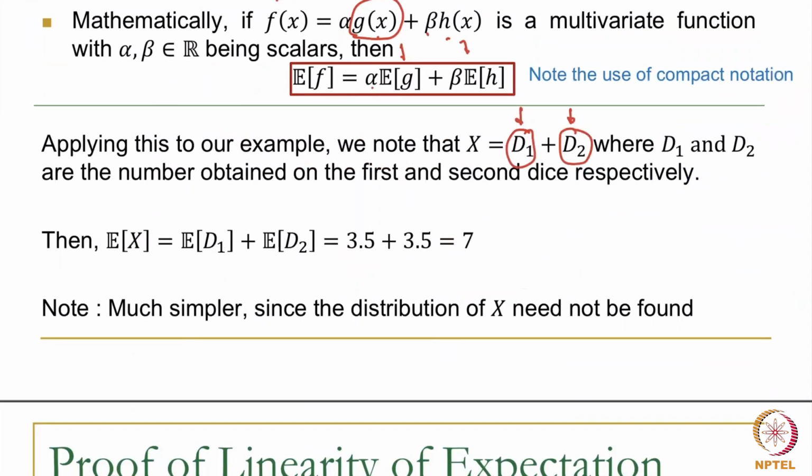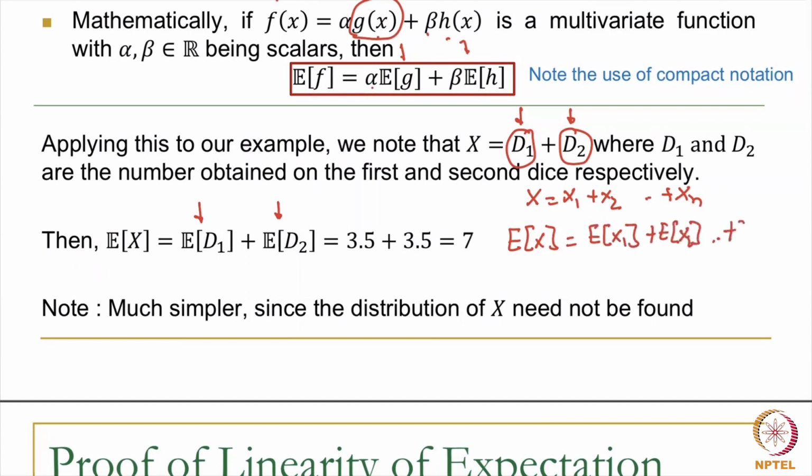Then using my expectation property, I can simply say expectation of d1 plus expectation of d2 will be the expected value of the net sum of the dice, which is very powerful. So similarly, if you have x is x1 plus x2 up till xn, then expectation of x is the expectation of x1 plus expectation of x2 up till expectation of xn.